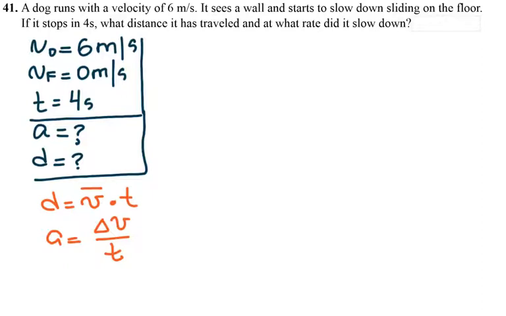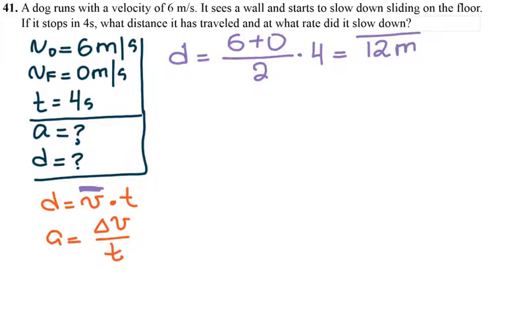Initial velocity of the dog is 6 meters per second. Final velocity is 0 because the dog stops. And then they tell you that it takes 4 seconds for the dog to stop. I need to find the acceleration and the distance. I wrote both formulas for acceleration and the distance, and now I'm going to plug in. At first I'm going to find the distance. The distance is average velocity, which means initial plus the final divided by 2, times the time. That gives me 12 meters.